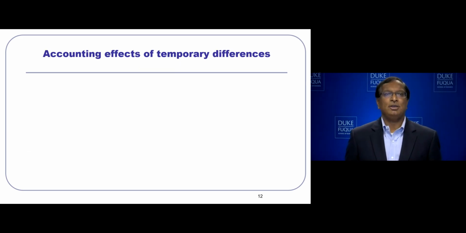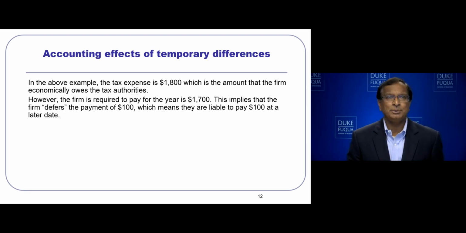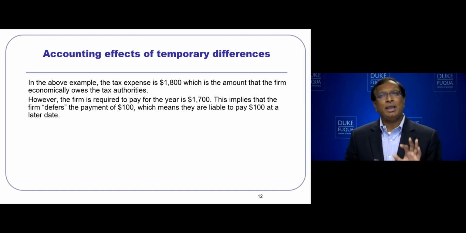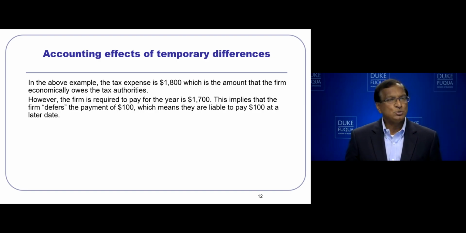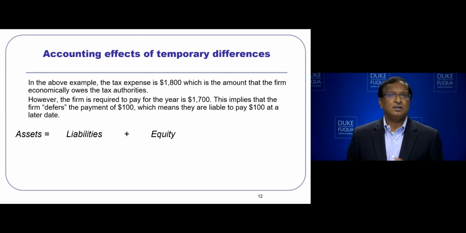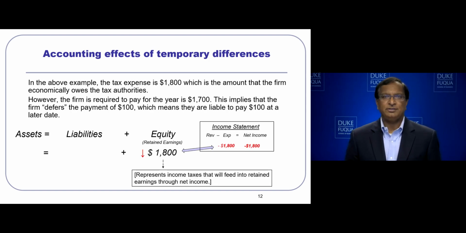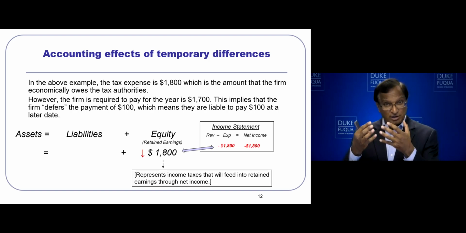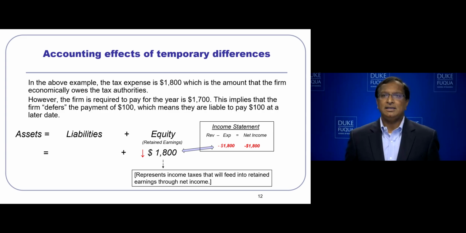So let's talk about the accounting effects. In the above example, the tax expense, which is what is economically owed to the tax authorities, is $1,800. However, the firm is required to pay only $1,700, which means what? The firm has deferred the payment of $100 to a future year. So let's do the accounting for this particular effect of temporary difference. We know that the firm economically owes $1,800, so it will reduce net income by $1,800 because you record an expense, which is the income tax expense of $1,800, and it will flow through to retained earnings, resulting in a reduction of retained earnings.